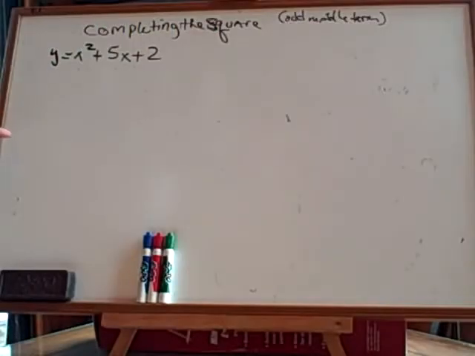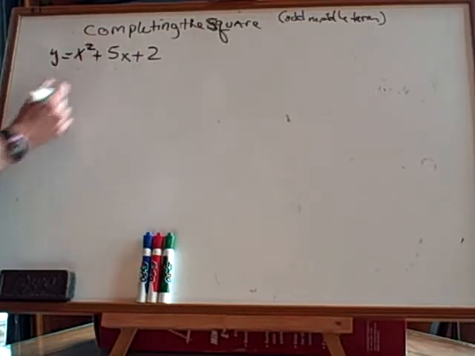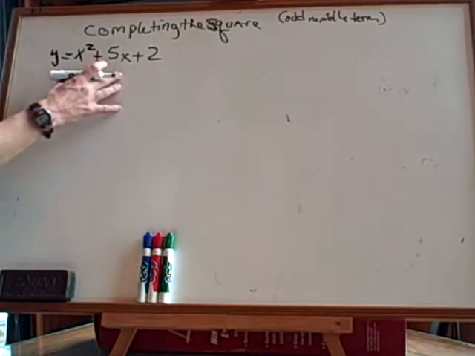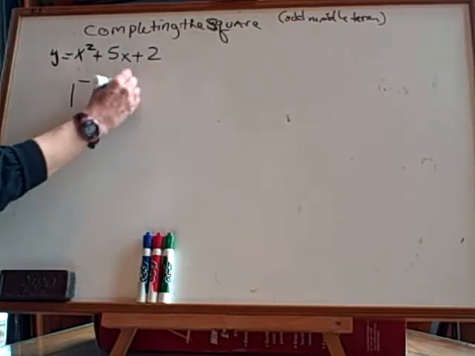Okay, so today we're going to be completing the square, and the middle term is going to be odd here, so we're going to end up with some fractions. So the first thing we want to do is, looking at our equation y equals x squared plus 5x plus 2, we want to draw our little square piece.